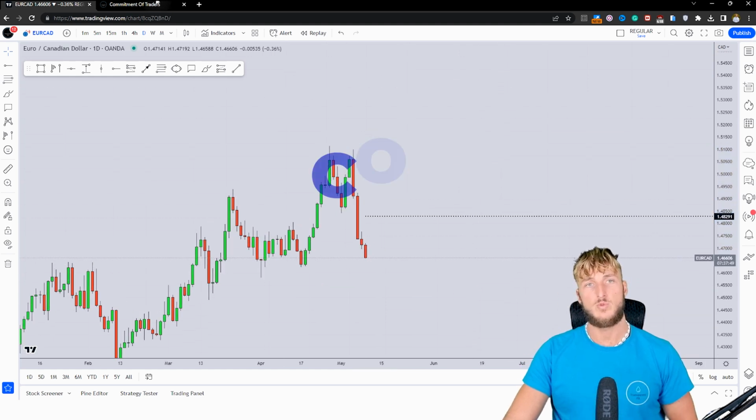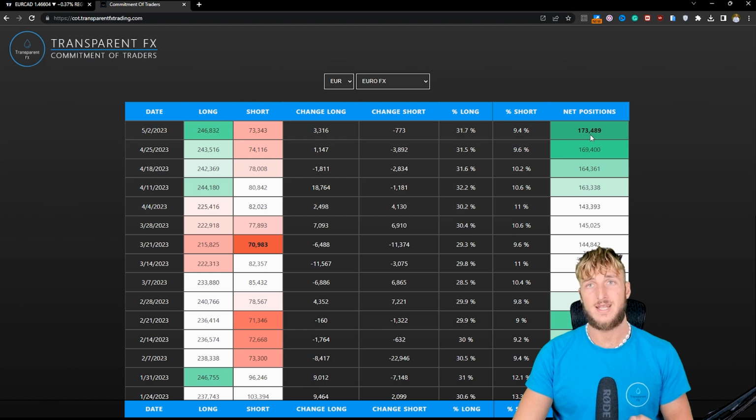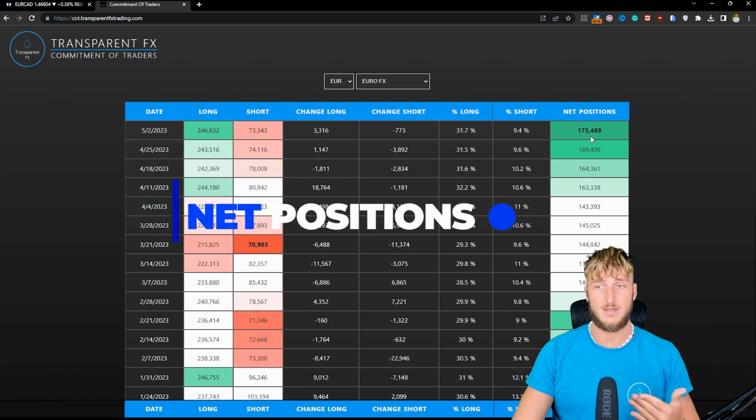Now, if we go and see what we have when it comes to the commitment of traders, so the COT data, so what institutions are doing, if we look at the data for the euro, we can see how the last report's net positions have continued to get increased.